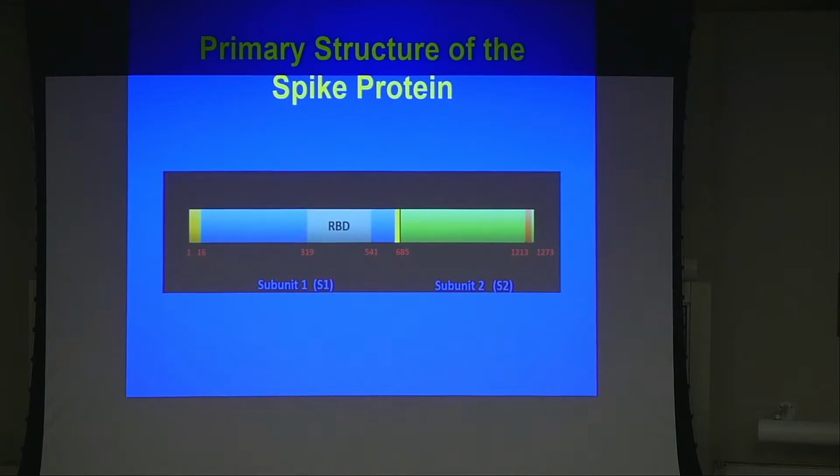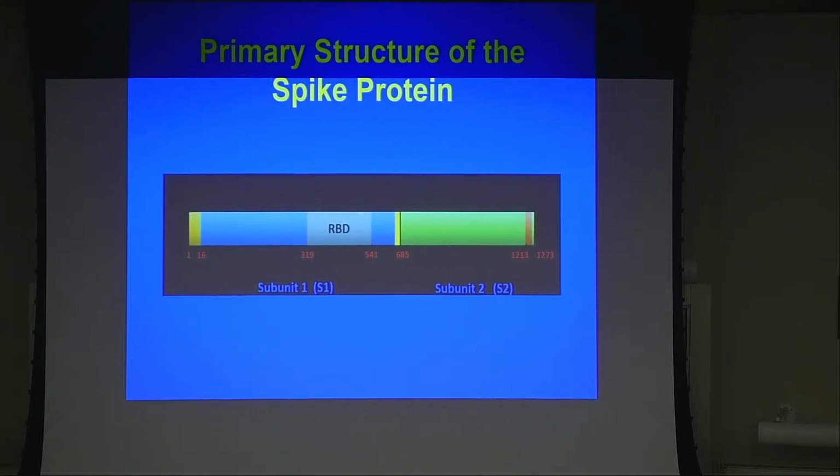Each of those amino acids is carefully known. It's accurately known. We know the order in which those amino acids exist. And different regions of the protein in its amino acid sequence, its primary sequence, do different things. So this region here, between 319 and 541, again, we're numbering the amino acids from the amino terminus to the carboxy terminus, is called the receptor binding domain. This is the region of the spike protein that binds to receptors on your cells, called ACE2.